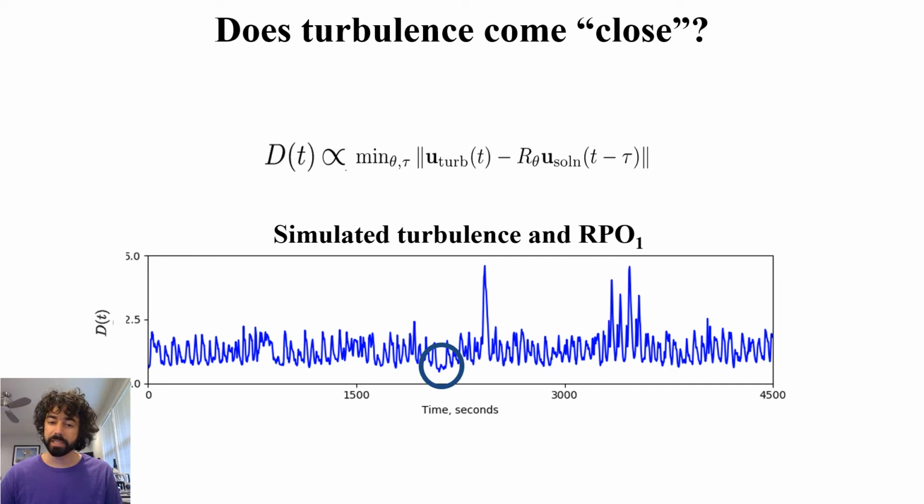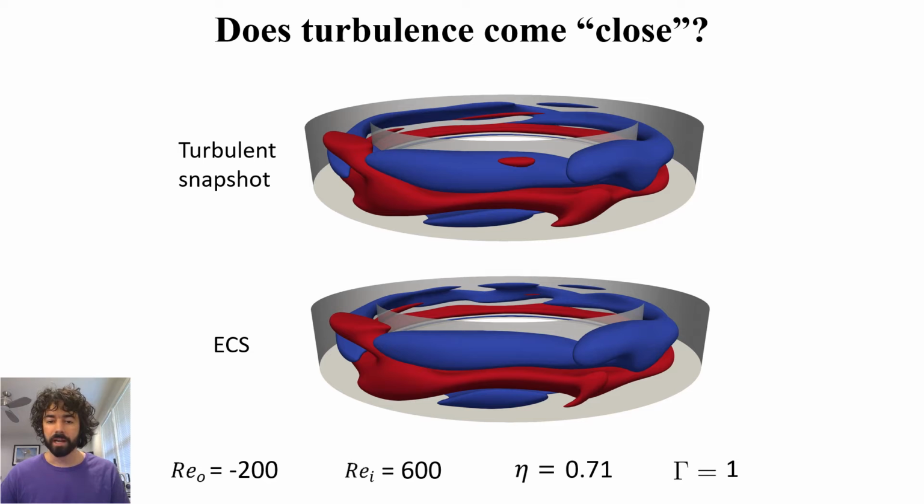To gain further insight, let's look at what's going on in the actual flow. On the top is a snapshot from the numerically computed turbulent record, and below is the ECS corresponding to the closest point along the RPO. What you're looking at are contours of the velocity field in the radial direction. The same contours were used on both the top and bottom figures. Notice how similar these figures look.